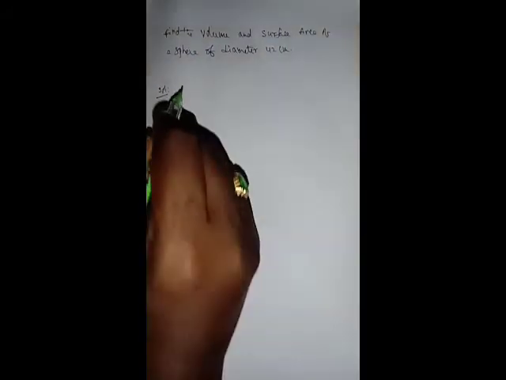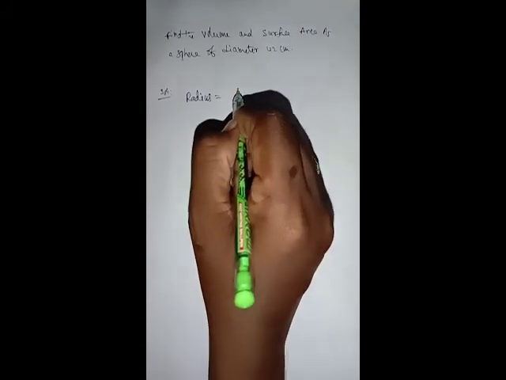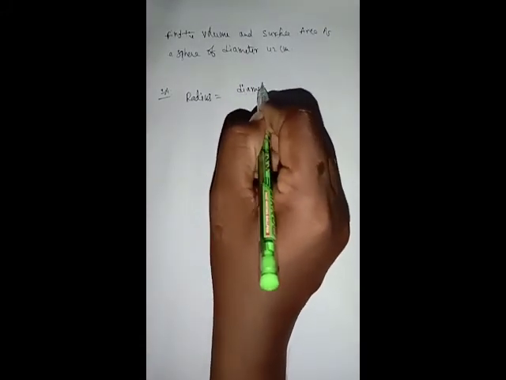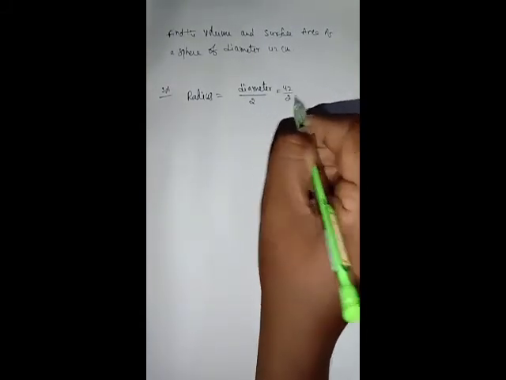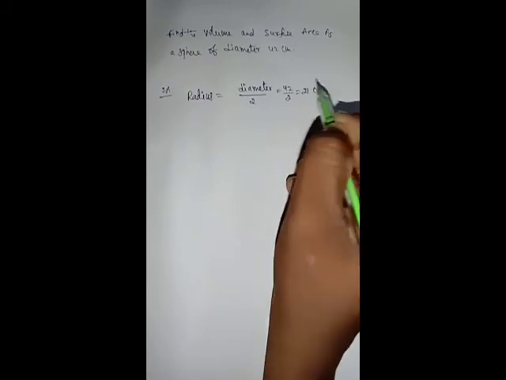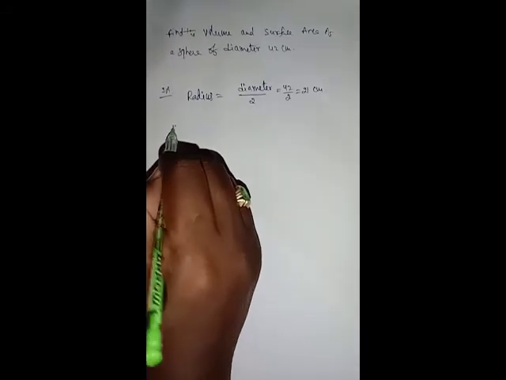Find the volume and surface area of a sphere of diameter 42 centimeters. So from this question, first of all, what is given? You note it down, children. Radius is given. How much is the radius? Radius is nothing but half of the diameter, 42 by 2. How much, children? 21 centimeters.